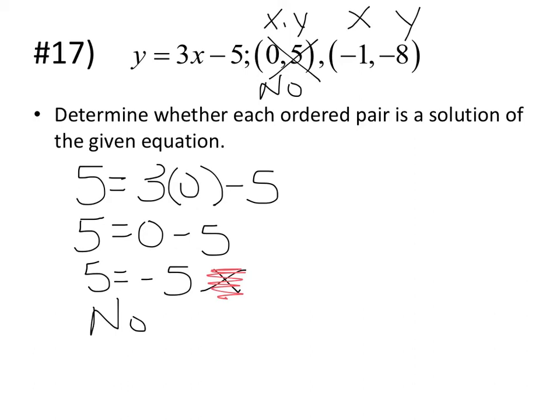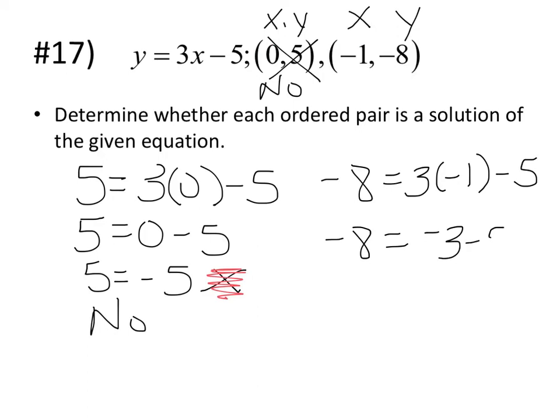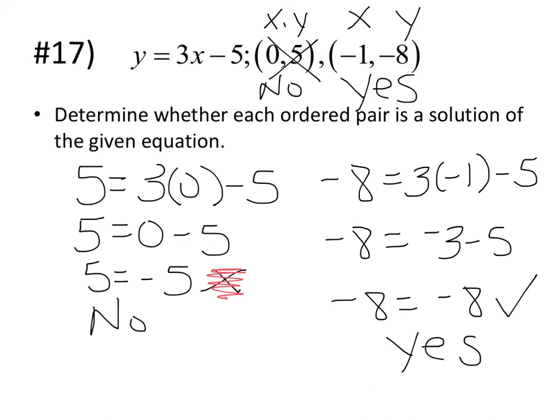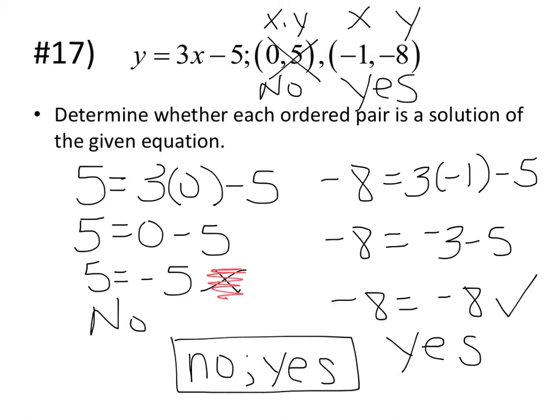That's better. Alright, then over here we're going to try this one. So we have X and Y. Everywhere there's an X, we're going to put negative 1. Everywhere there's a Y, we're going to put negative 8. So Y, negative 8, is equal to 3 times negative 1 minus 5. Negative 8 is equal to 3 times negative 1 is negative 3 minus 5. Negative 3 minus 5 is negative 8. So yes, this is true. So yes, this is a solution. So your answer for your homework would be no, and then yes. Because no, this one is not a solution, but yes, this one is a solution.